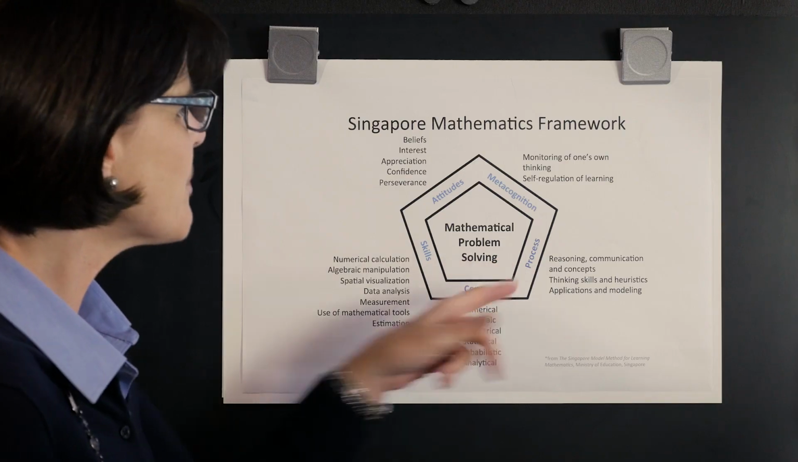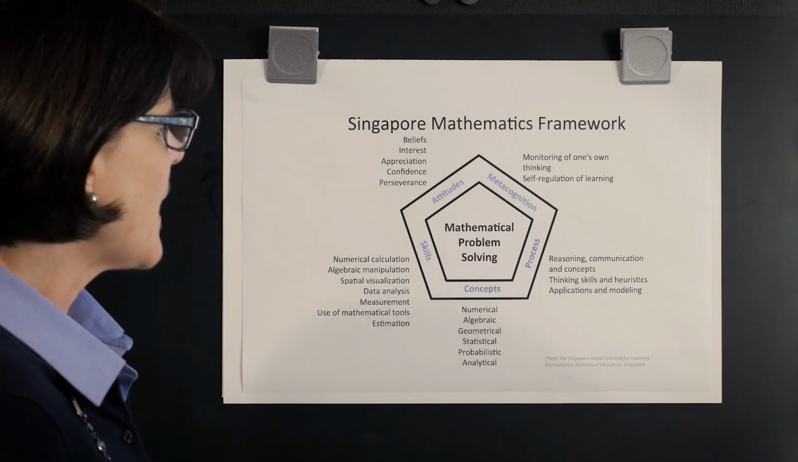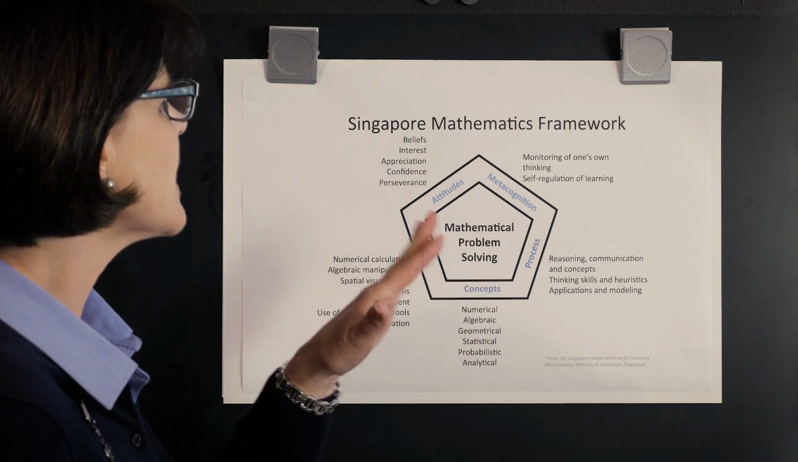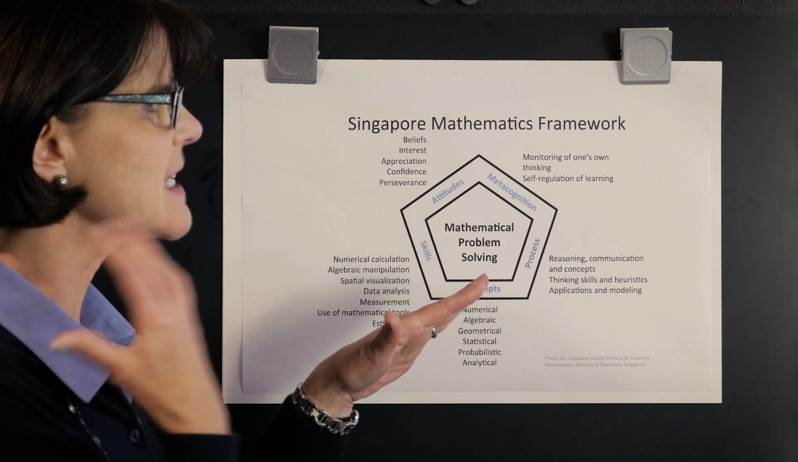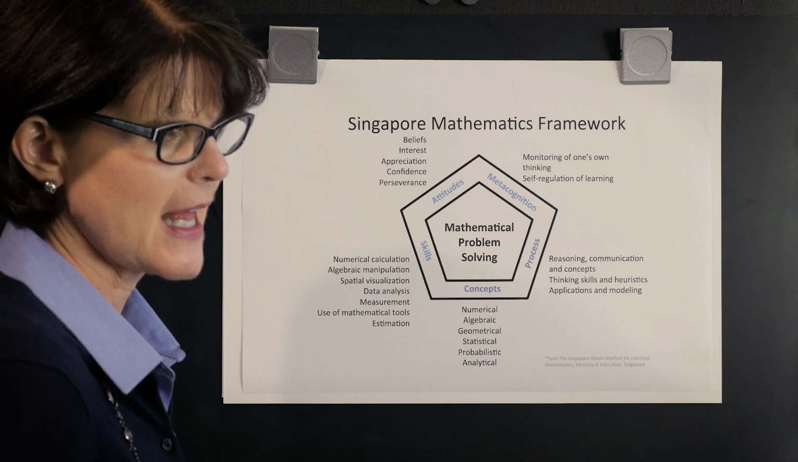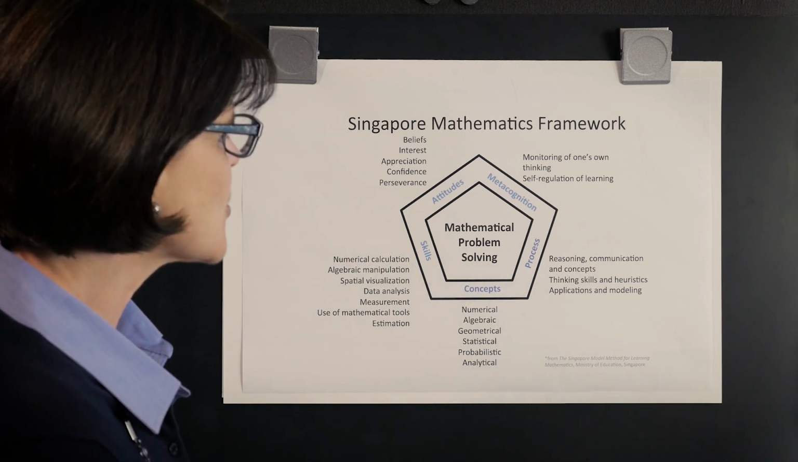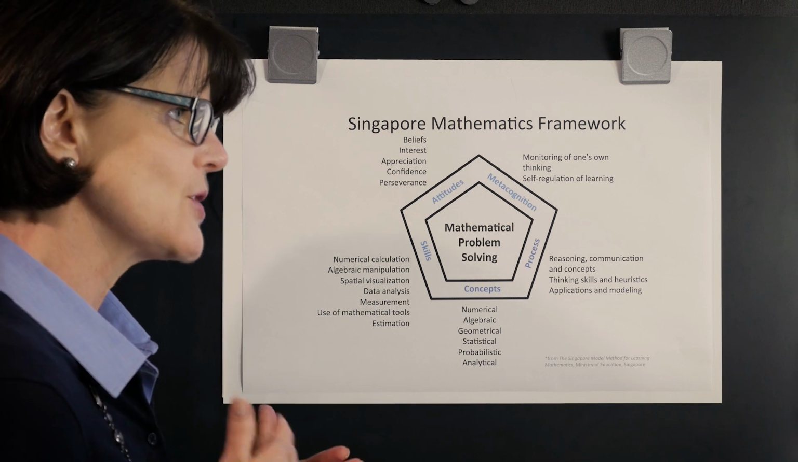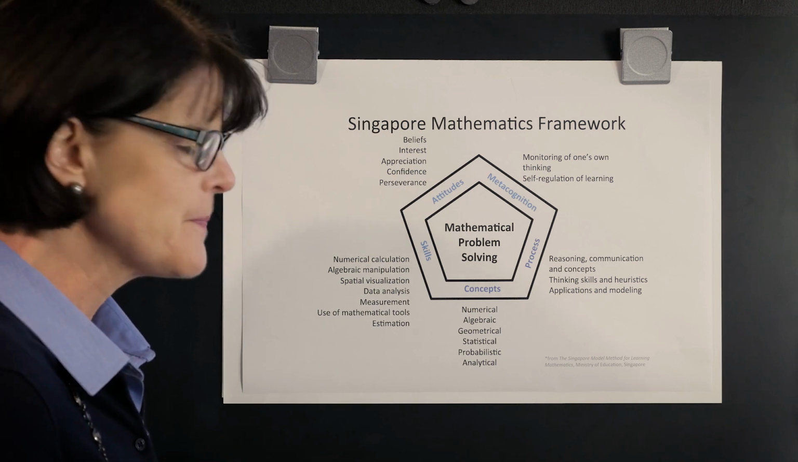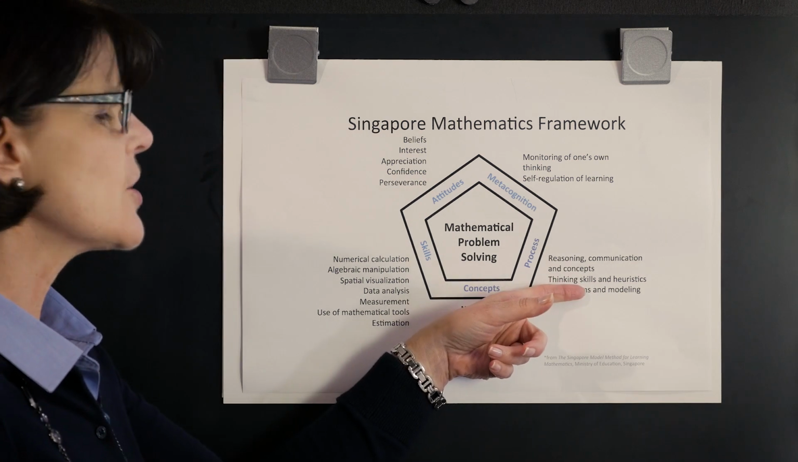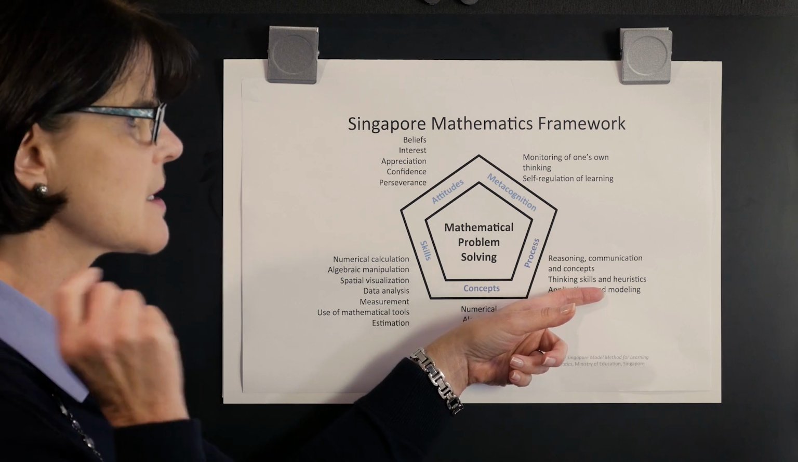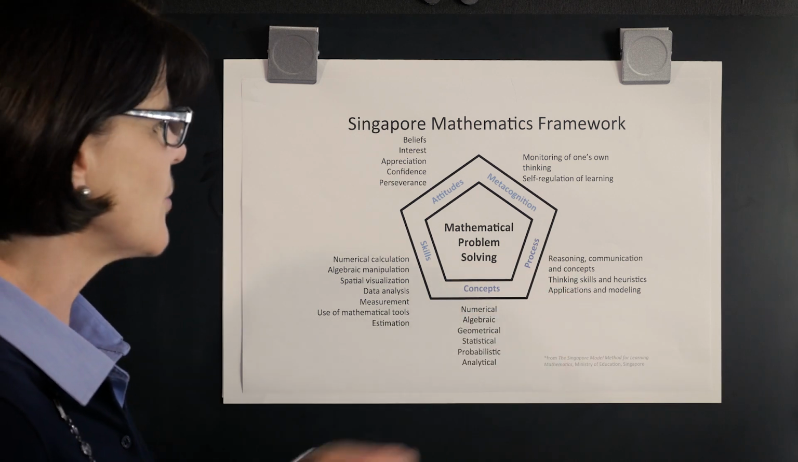And then the process. And this is where, even as you think about reasoning, communication, and concept, can't you just hear things that we like to think about as classical educators? It's how to analyze math, how to construct logical arguments that are going to help us get to the solution or get to the answer. And then thinking skills and heuristics, another thing that just speaks our language as classical educators.